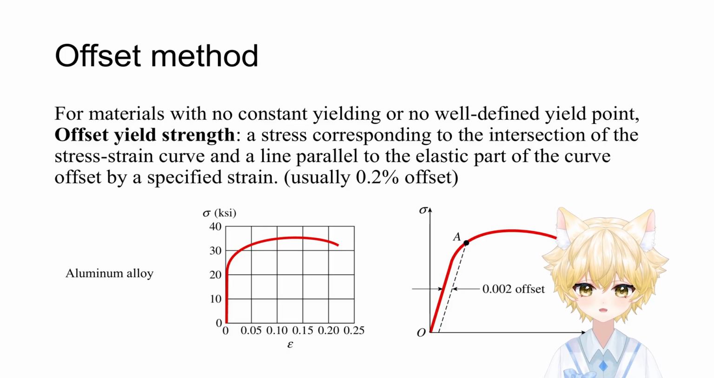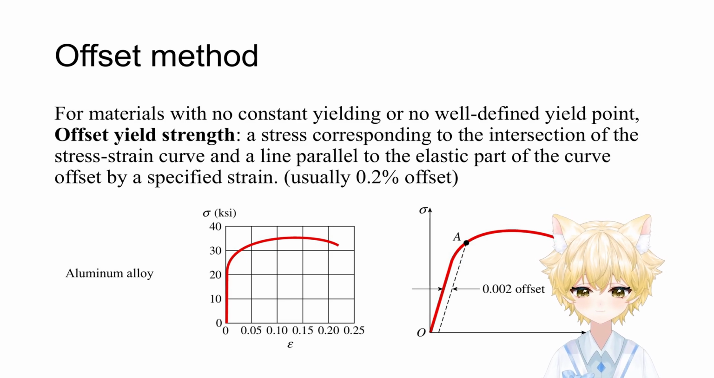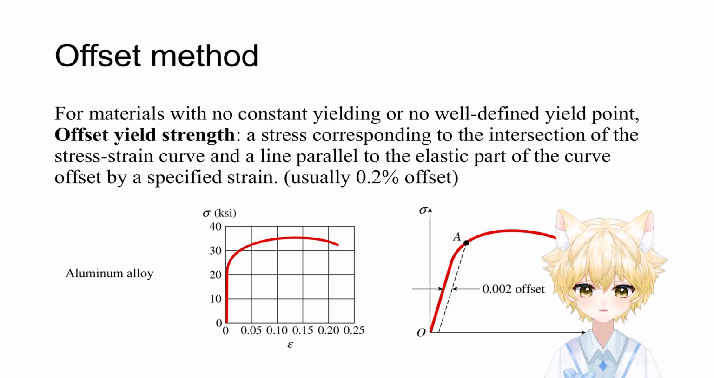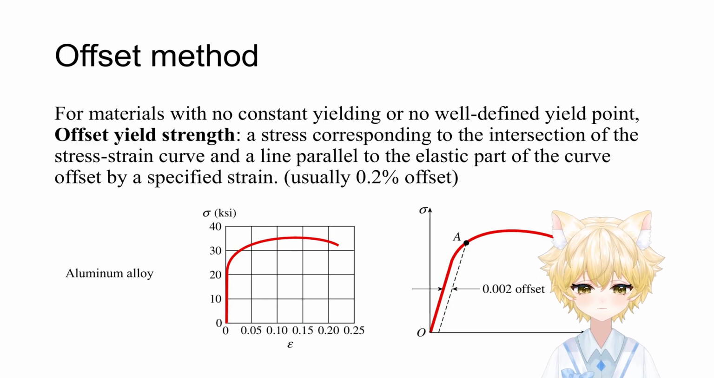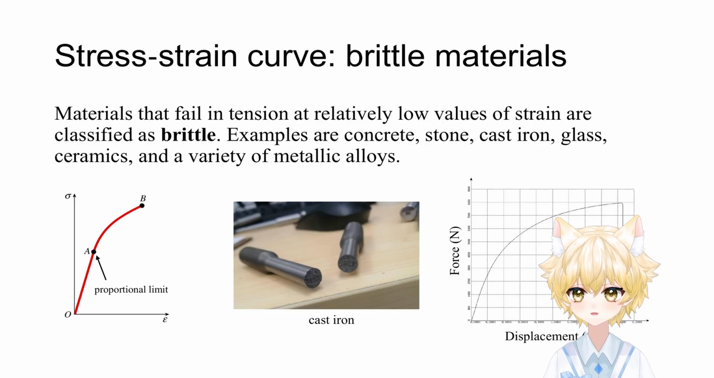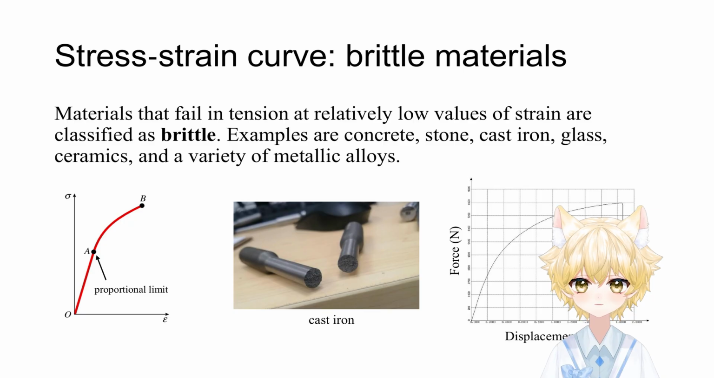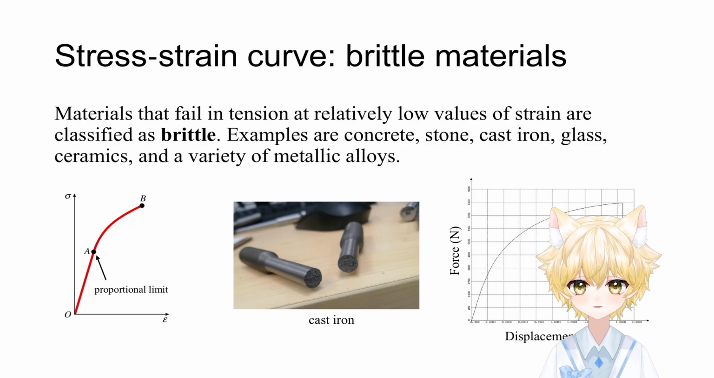This definition is somewhat artificial, but is extremely useful. It gives us a consistent and reproducible way to define yield strength for materials without a clear yield point. In engineering practice, this is often the yield strength reported in material data sheets. Now, let's move on to a very different class of materials, brittle materials.